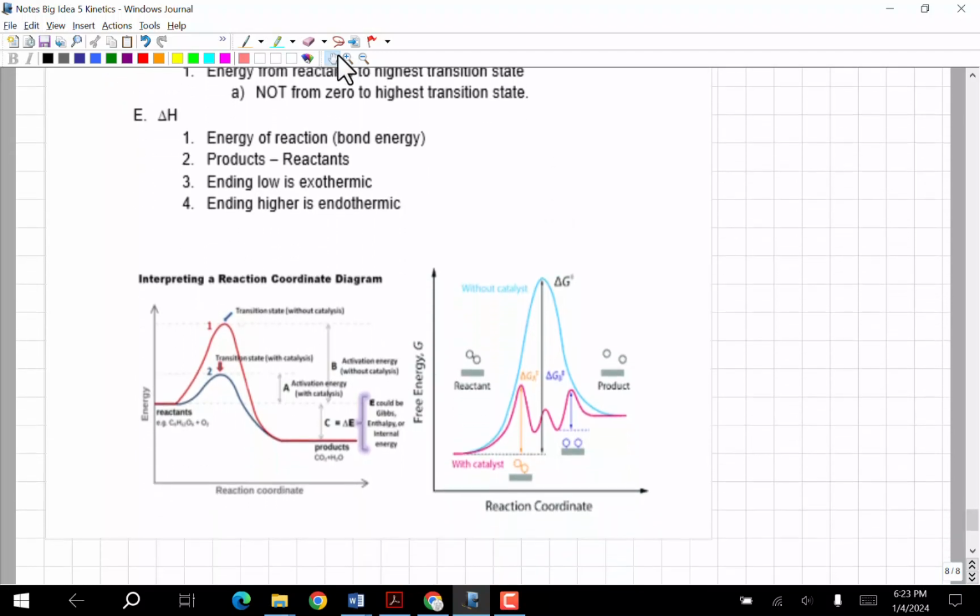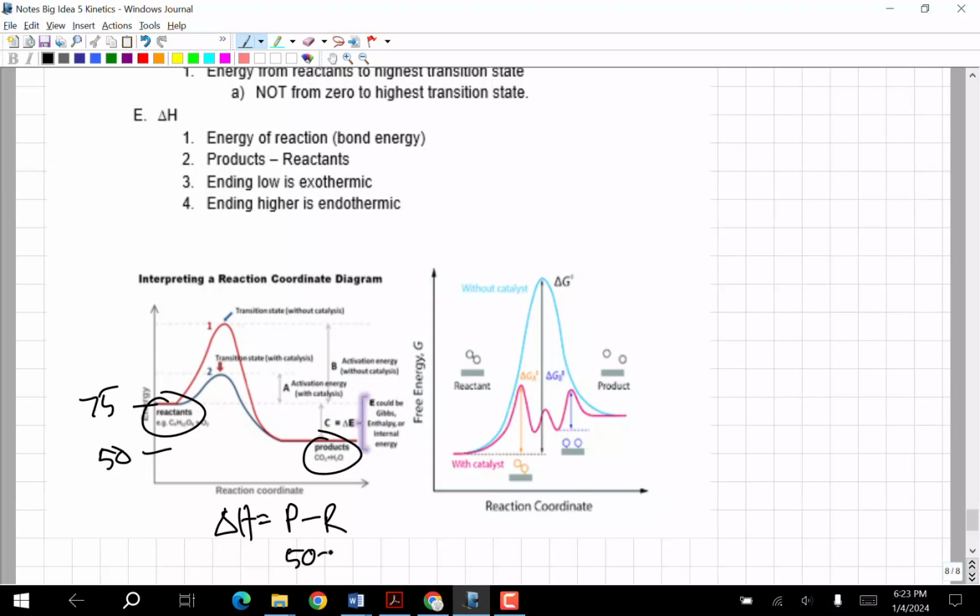Delta H is the energy of the reaction, bond energy. It's products minus reactants. So see how we have, go back to products minus reactants. So if this number is 50 and this number is 75, delta H is products minus reactants. 50 minus 75 equals negative 25 kilojoules. Okay? So ending low is exothermic, ending higher is endothermic. So this is exo, this is endo.